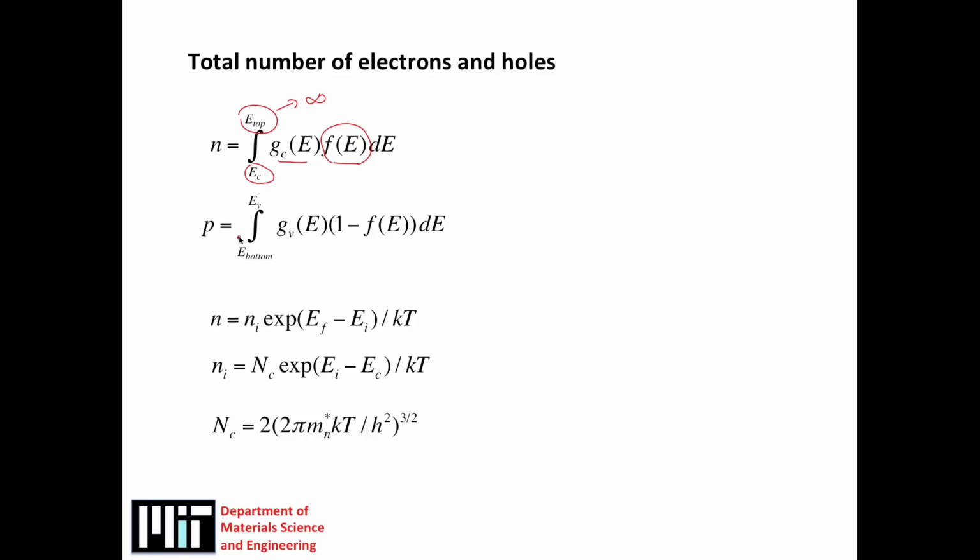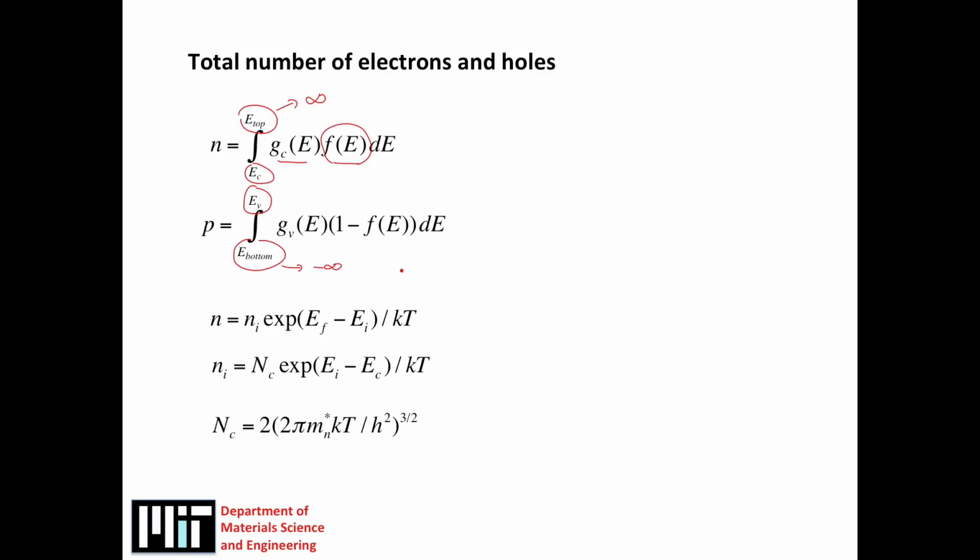Similarly, we can do the holes. We can go from the valence band, that's the top of the valence band, EV, down to the bottom of the valence band. We can say that's going to be minus infinity because 1 minus f is going to be 0 as we go down to these very low energies.